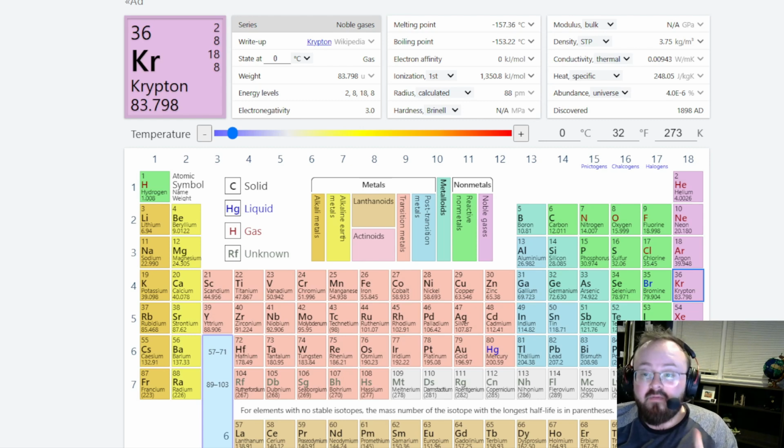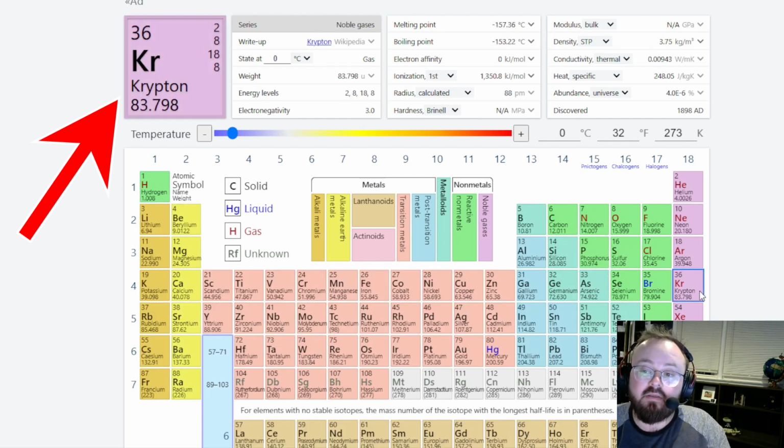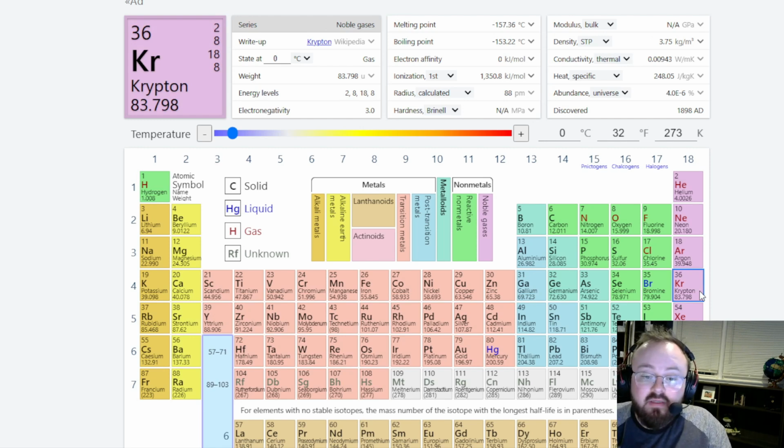If I have 1 atom of hydrogen and 1 atom of krypton, the krypton weighs more. I have the same amount of them. I have 1 atom of each of them, but the krypton weighs more. And this is the same thing for a dozen hydrogen atoms and a dozen krypton atoms. I have the same amount of them, but the dozen krypton weighs more. And same thing with moles. If I have 1 mole of hydrogen atoms, that's going to be a lot lighter in terms of mass than 1 mole of krypton atoms. They are the same amount, counting-wise, but different masses.